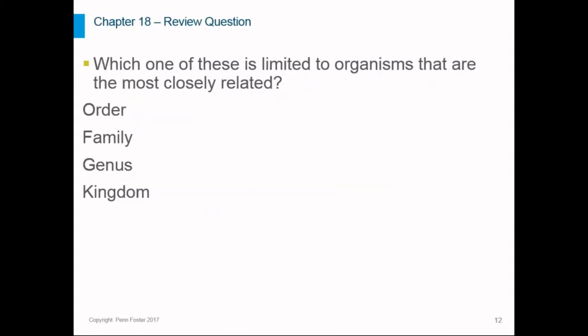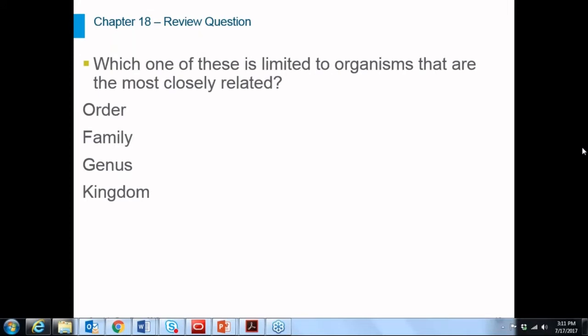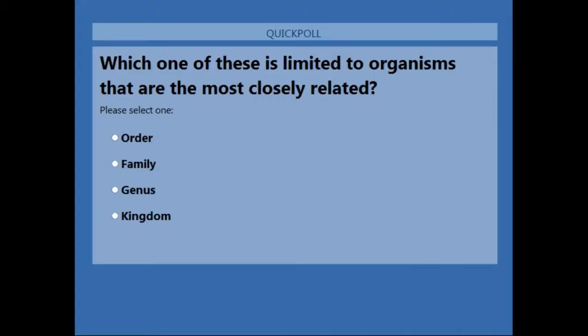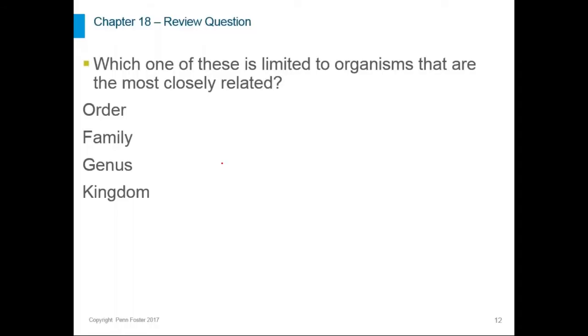Now, this brings us to the end of this section. So we're going to have a couple review questions. Which one of these is limited to organisms that are most closely related? So we've got all these different groups that have different levels of inclusiveness. Which ones limit it to the ones that are most closely related? Order, family, genus, or kingdom? The ones that are most closely related would be genus.